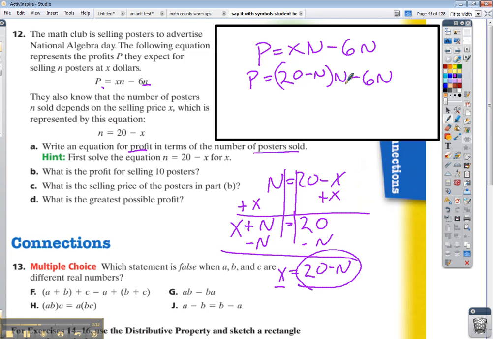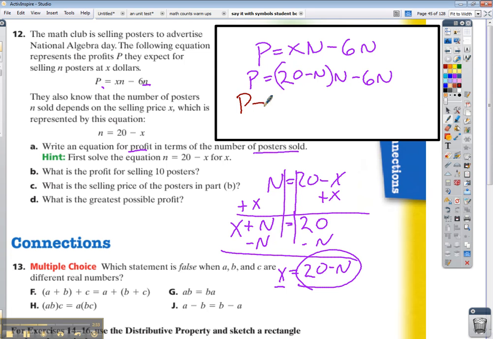So now I have an equation that is comparing profit and the number of items sold. And that's it. For question B, what is the profit for selling 10 posters? The great thing about having this one equation is now I don't have to do it twice. I don't have to use two equations. So instead of N, in question B, I'm going to use 10. So I'll do this in a different color.